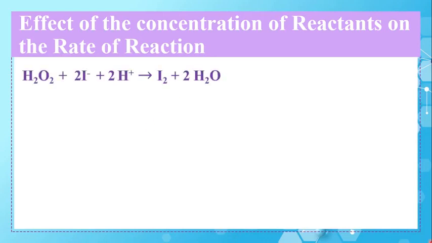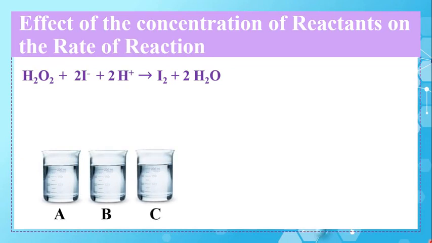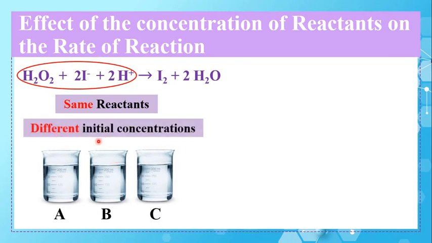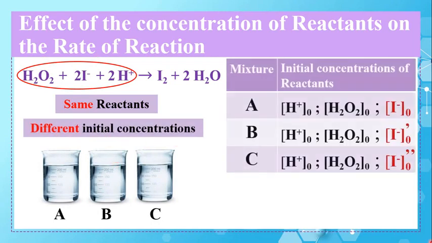Consider the oxidation reaction of iodide ions I- in acidic medium. To study the influence of the initial concentration of a reactant, consider 3 reactional mixtures A, B, and C, where we have the same reactants but different initial concentrations. The table here shows the initial concentrations of the reactants.